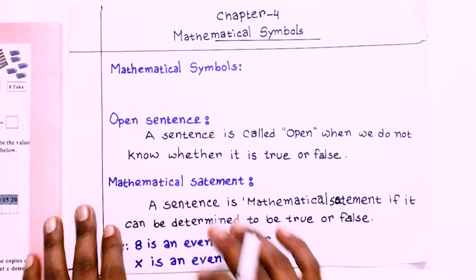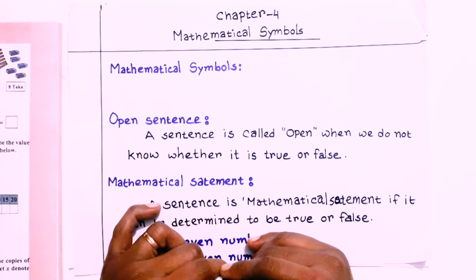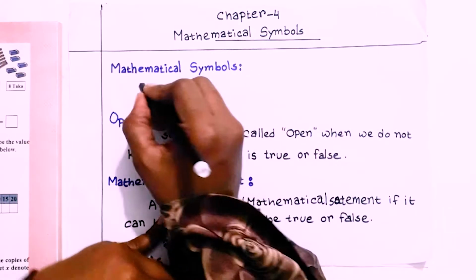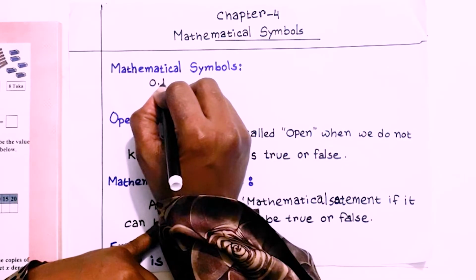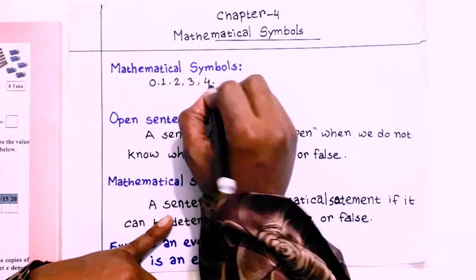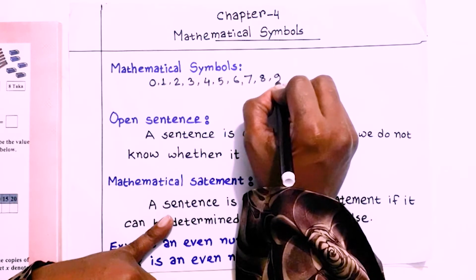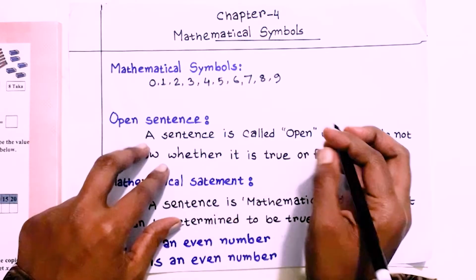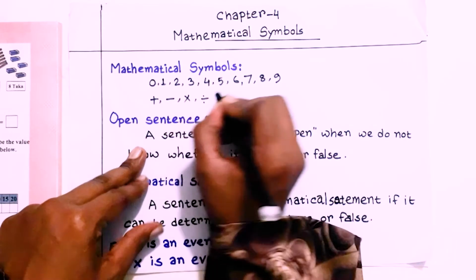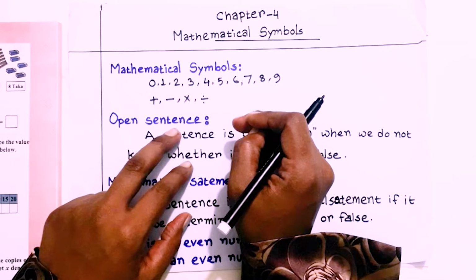The symbols which we use to write numbers are called numerical symbols. There are 10 numerical symbols, that is 0, 1, 2, 3, 4, 5, 6, 7, 8 and 9. And sometimes we use plus, minus, multiplication and division signs for doing math. These are called operational symbols.